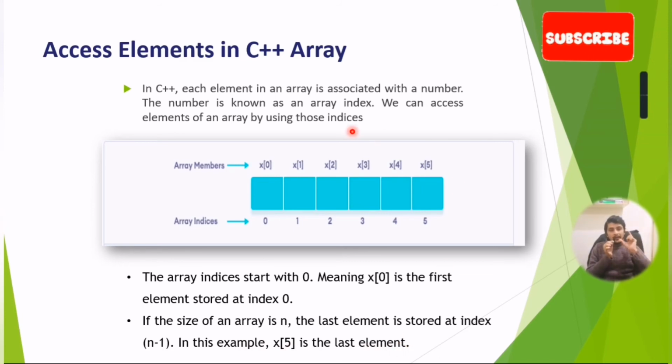So the array starts with slot 0. For example, x0 will have this slot and the index will be 0. At x1, this is the array member, this is the slot, and the index will be 1. So we will be calling different slots by the array indices.